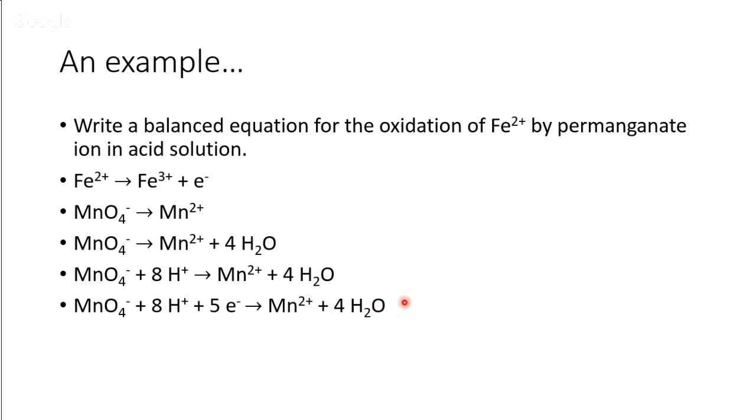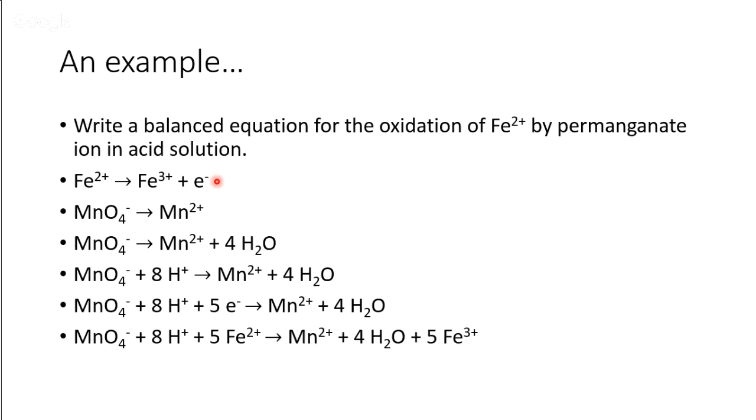In the permanganate equation, I have 5 electrons. In my iron equation, I only have 1 electron, so I need to multiply my iron equation by 5. And then I can add the equations, and I find my final balanced equation in acidic solution. I have permanganate ion plus 8 hydrogen ions plus 5 iron 2+ produces manganese 2+, 4 water molecules, plus 5 iron 3+.